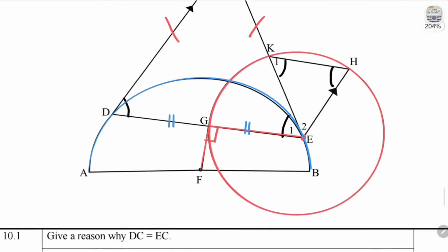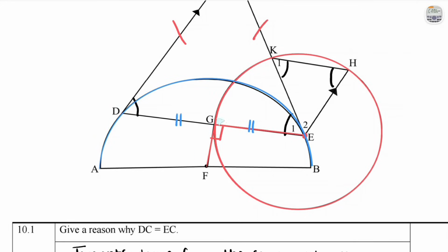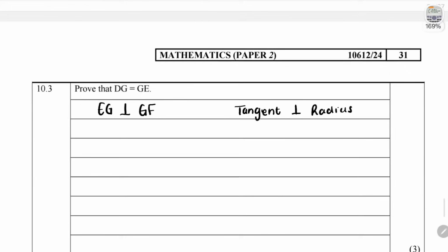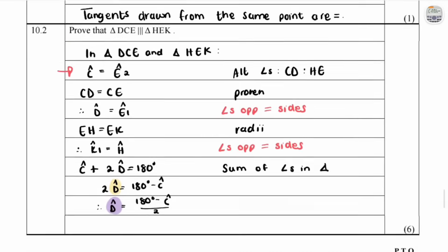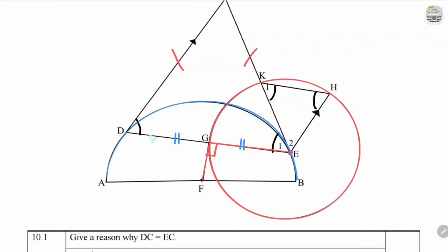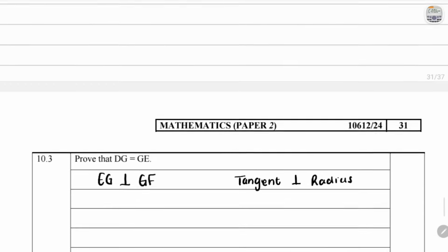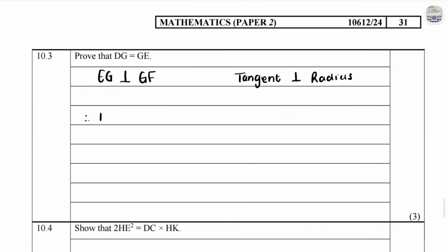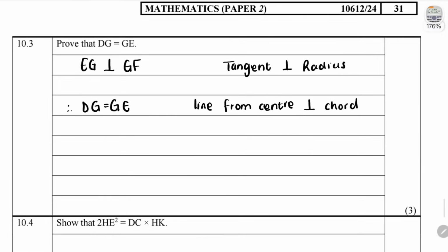Okay, so we can start off by telling them that EG is perpendicular to FG because the tangent is always perpendicular to the radius at the point of contact. And now that we have that being 90 degrees, we can just tell them that DG is equal to GE because the line from the center of the circle perpendicular to the chord bisects the chord. Okay, so that's just our conclusion. DG is finally equal to GE, and then we'll put our reason. And there we go. That is our answer to 10.3.